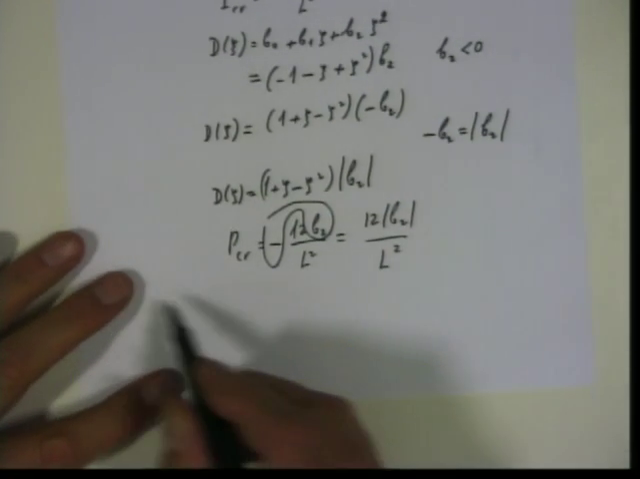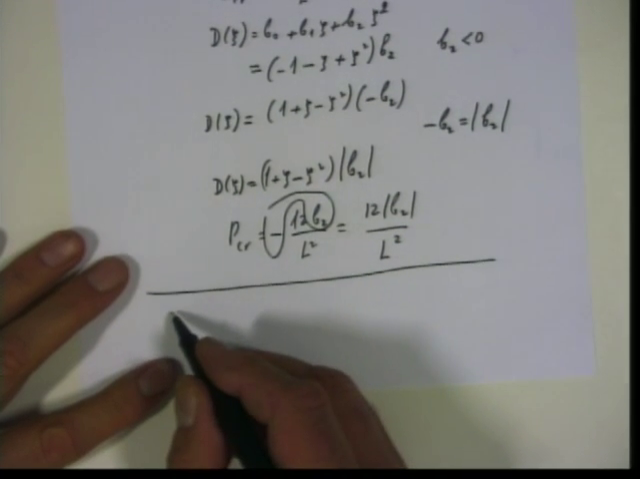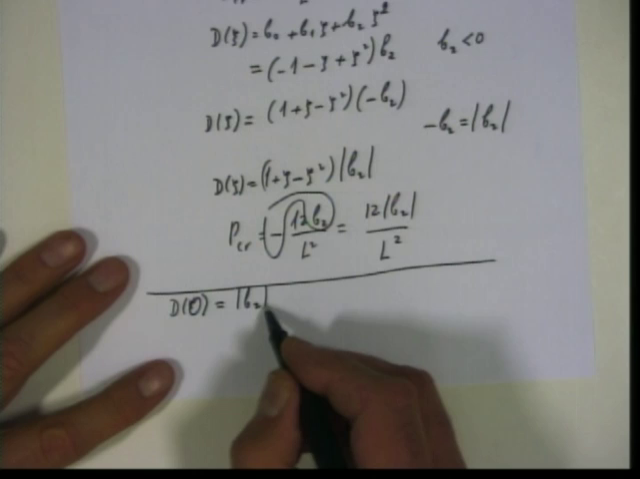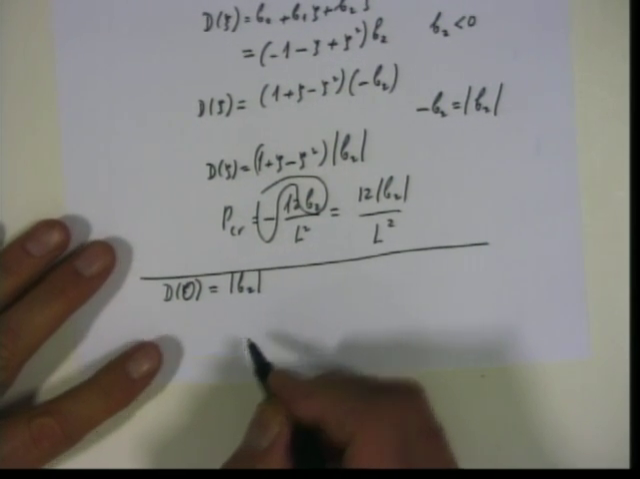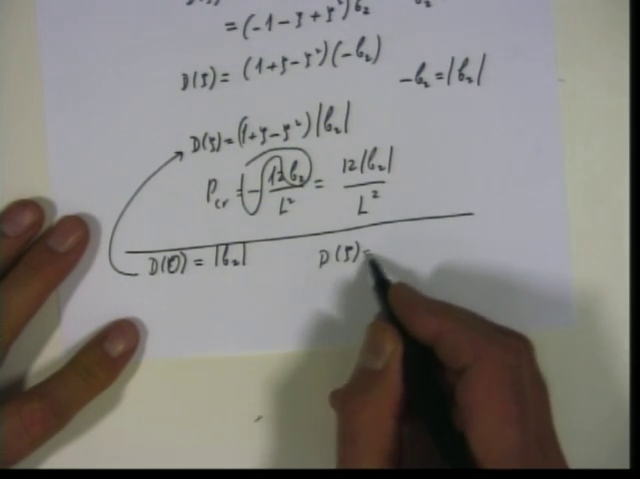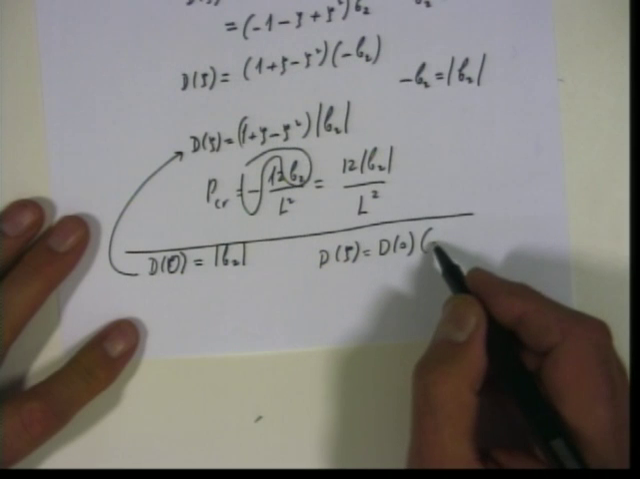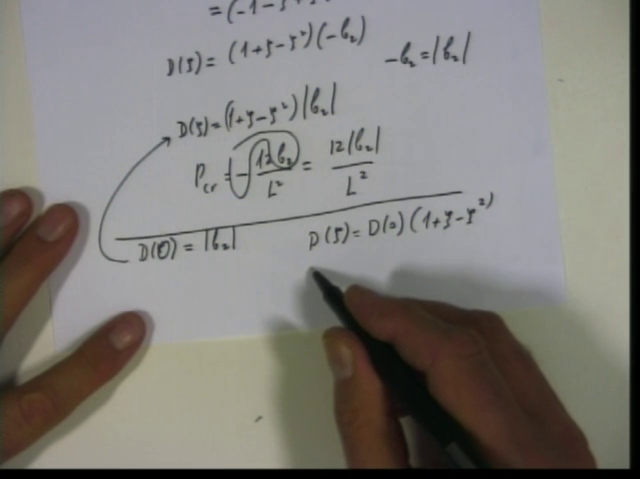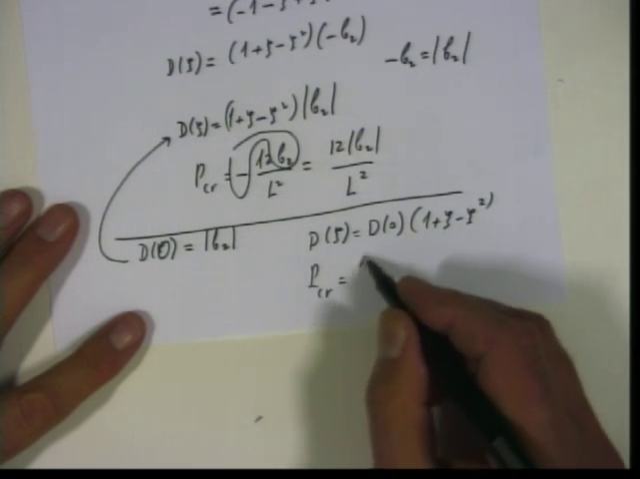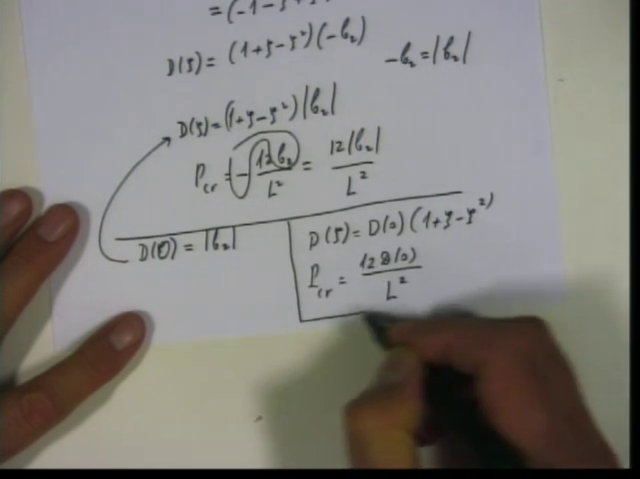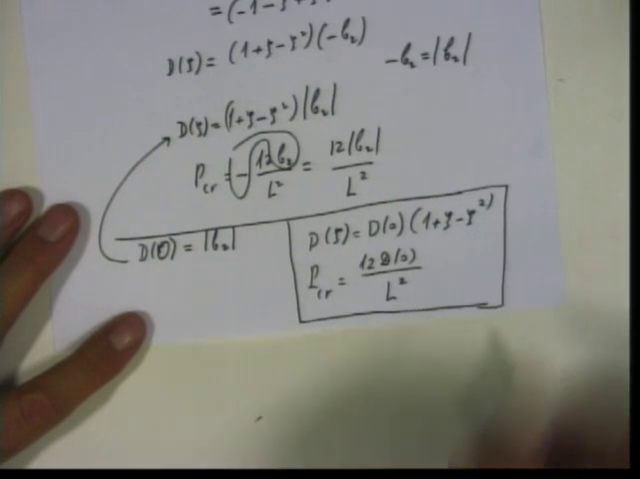Okay? We can also write it like this. D of 0 equals the absolute value of B2. Therefore, this can be substituted, and we can write D of xi equals D of 0 times 1 plus xi minus xi squared, and P critical equals 12 D of 0 divided by L squared.